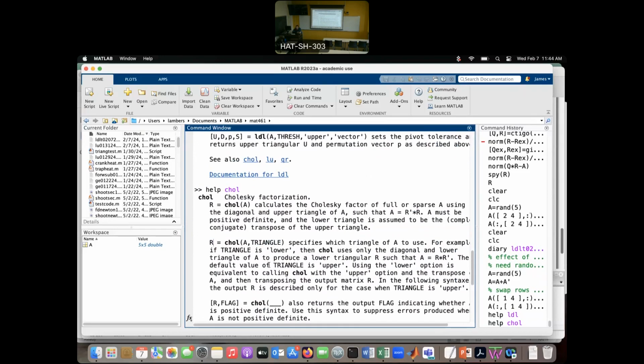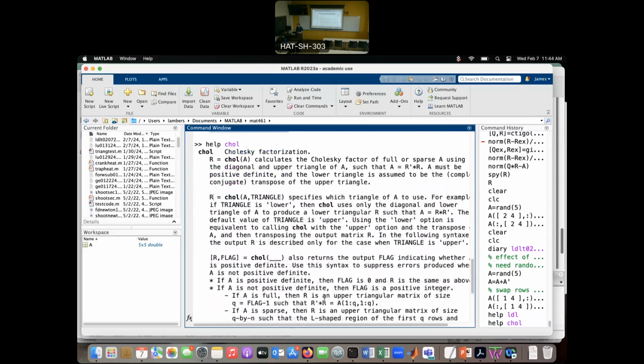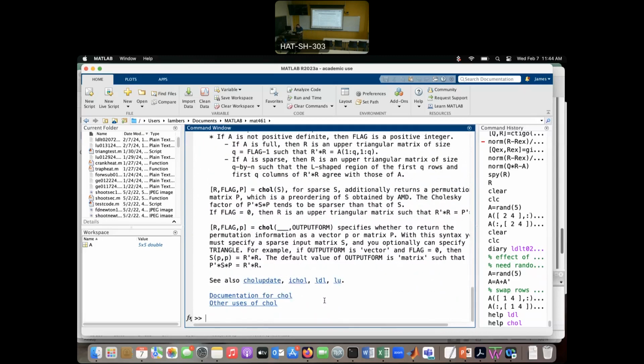Now, if you call chol on a matrix that happens to not be symmetric positive definite, then that will raise an error. In fact, I'm going to do that right now. I'm going to make a matrix that is symmetric, but not positive definite.